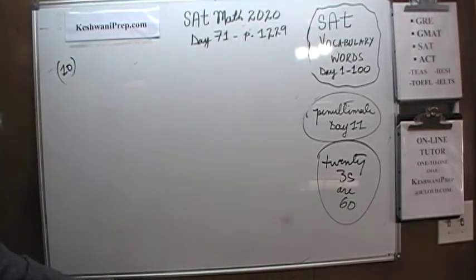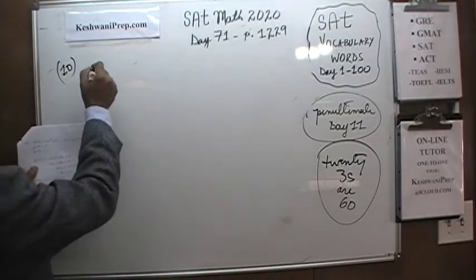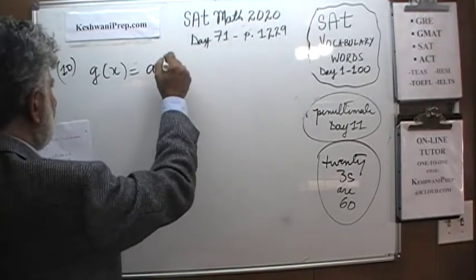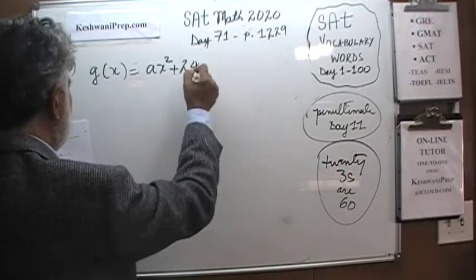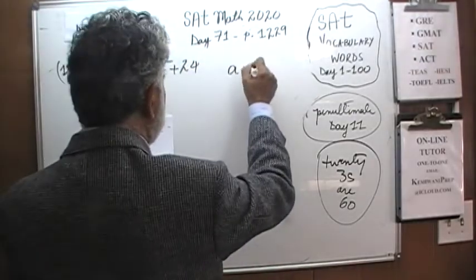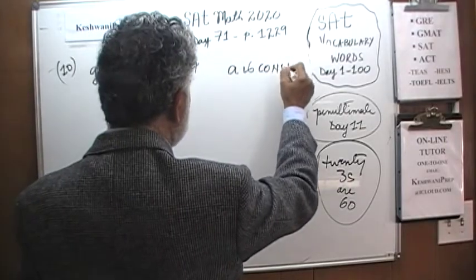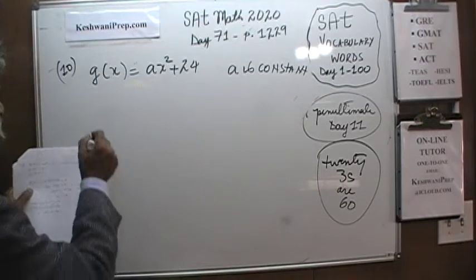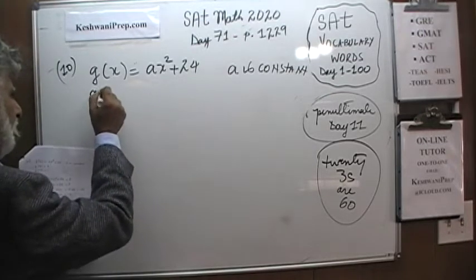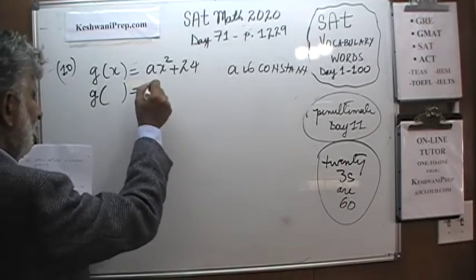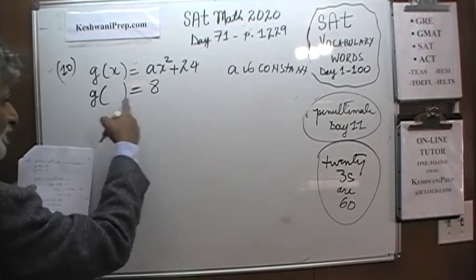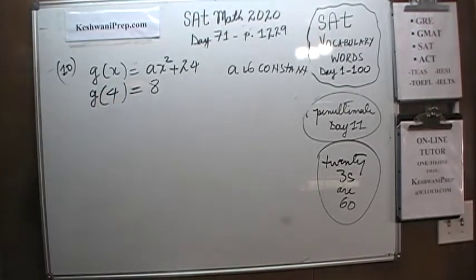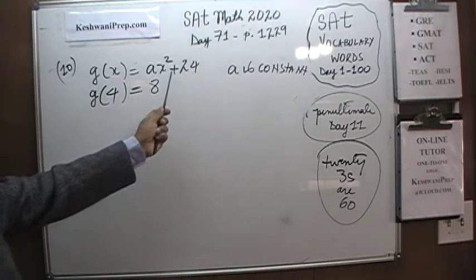Number 10, we are given a function that looks like this. We are told that g of x is equal to ax squared plus 24. We are further told that a is constant. In other words, a is not a variable. We are told that the value of the function g is equal to 8 when x is equal to 4. When x is equal to 4, the value of this function is 8.